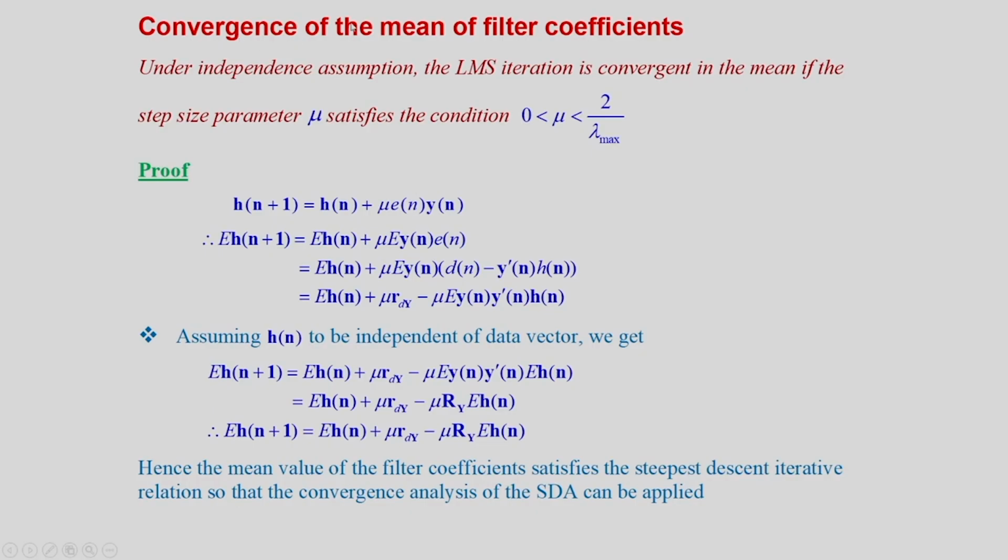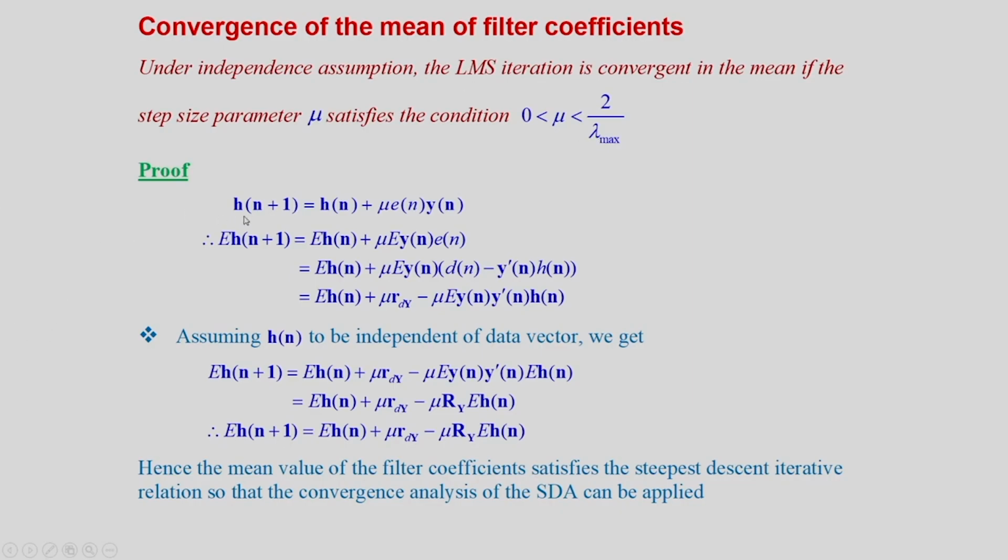First, let us see the convergence of the mean of the filter coefficients. When iterations proceed, whether the mean of the filter coefficients converges. Under the independence assumption, the LMS iteration is convergent in the mean if the step size parameter mu satisfies the condition, that is mu lies between 0 and 2 by lambda max. This is the same as the SDA condition.